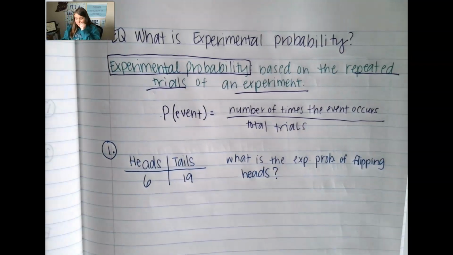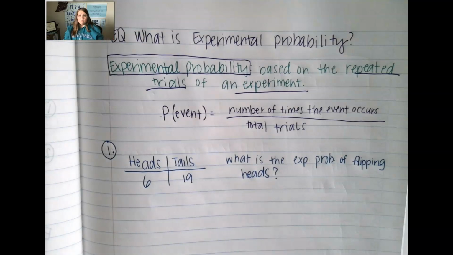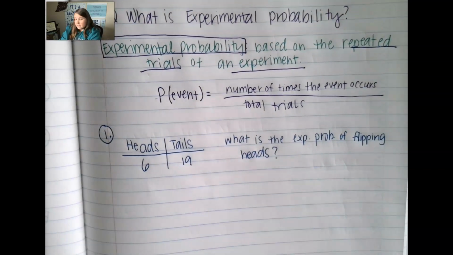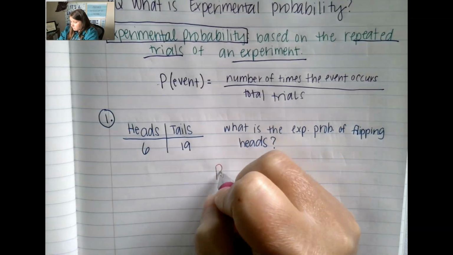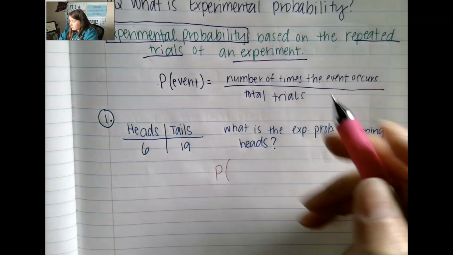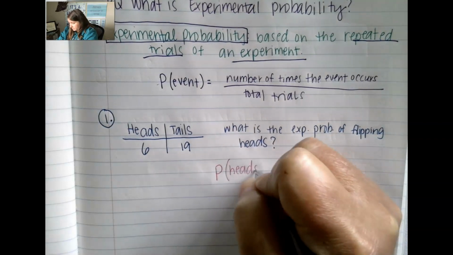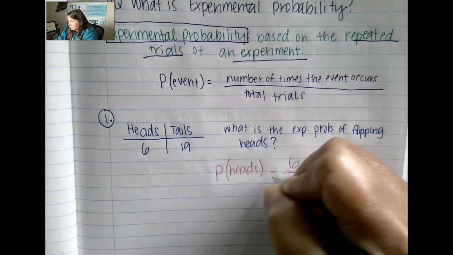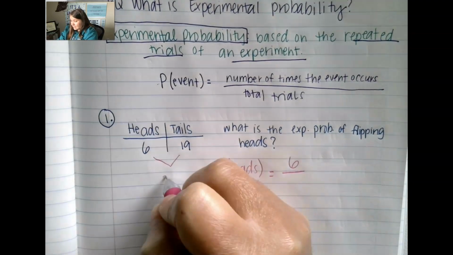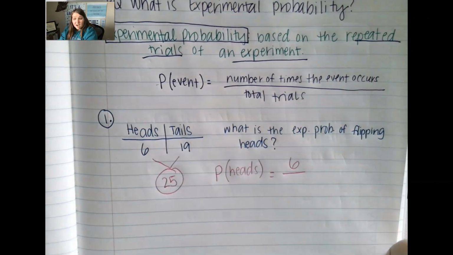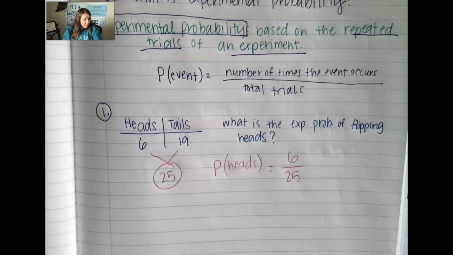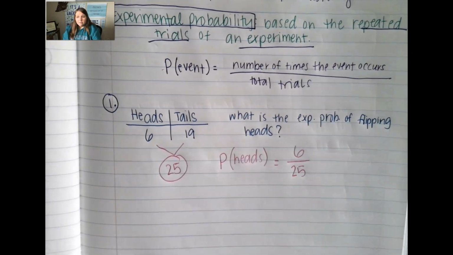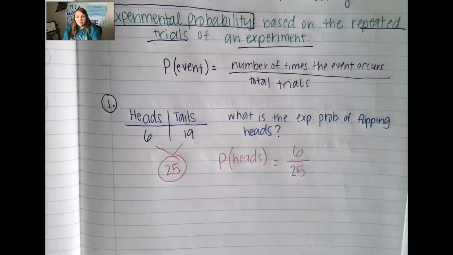So what we're going to do is look and see how many times we already flipped heads. When we look at this, it looks like we flipped heads 6 times. So the probability of the event, which is the probability of heads, is 6 out of 6 plus 19, that gives us a grand total of 25. So 6 out of 25 times we flipped heads.